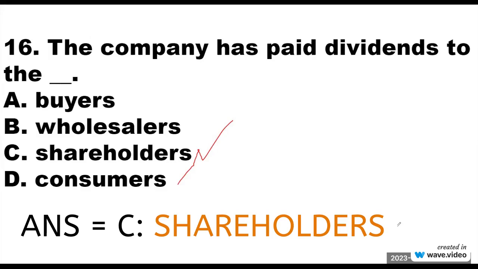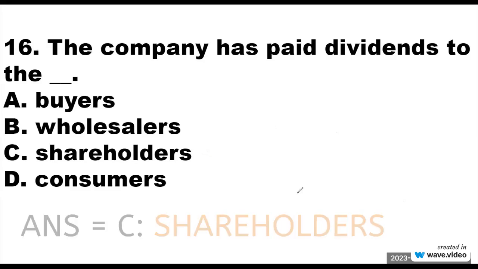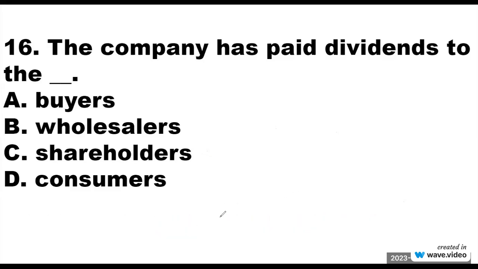And that is shareholders. Shareholders are those who have bought shares, and so there are those who will share whatever profits that the company makes, and what each of them gets will be regarded as dividends. Okay, so that's actually the correct option, option C. And then that brings us to question number 17.